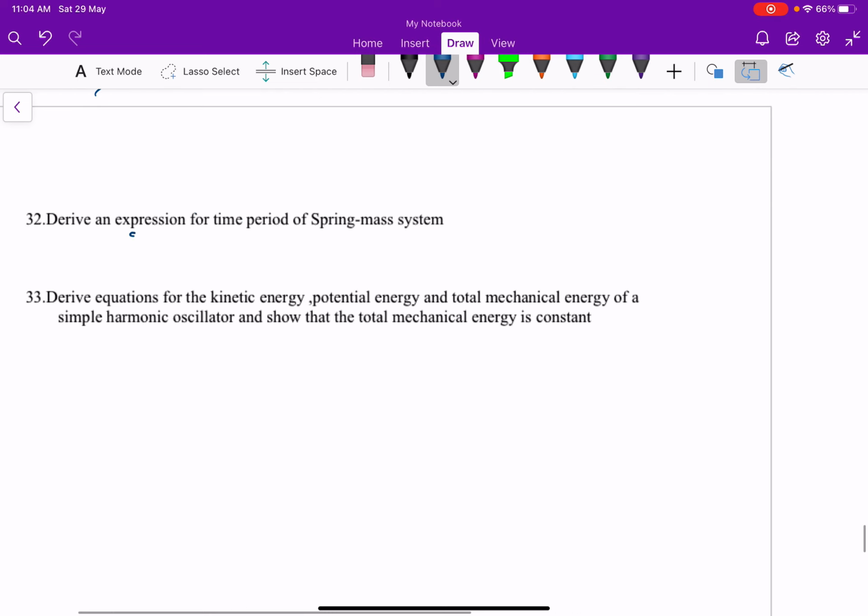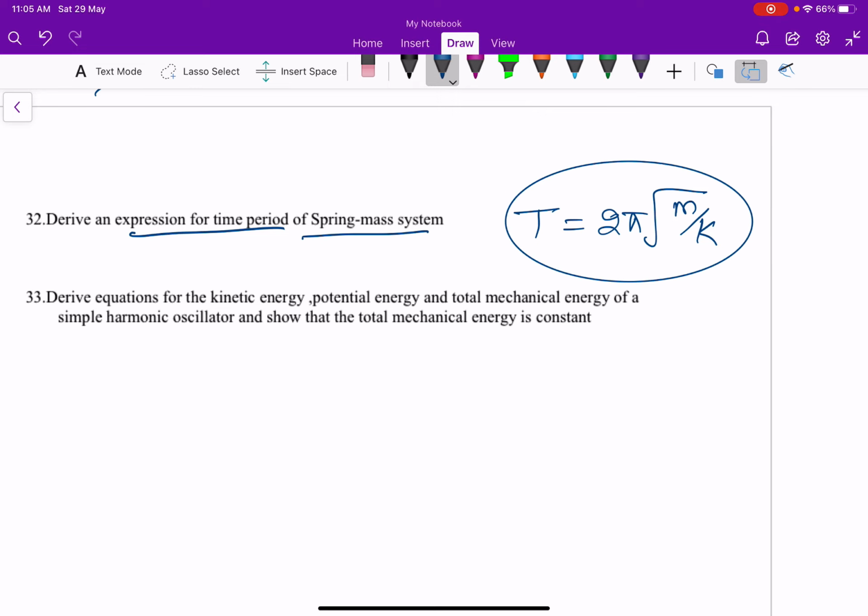Derive an expression for time period of spring mass system. We got the time period of spring mass system equal to T equal to 2 pi root m by k. Go through the video lecture and derive the expression for this time period of spring pendulum.